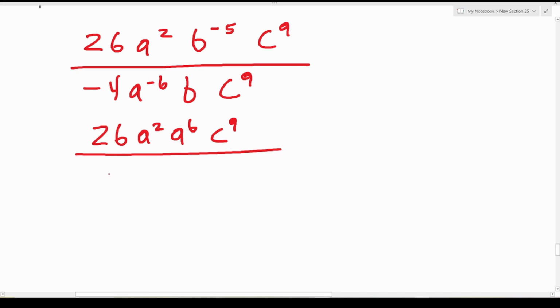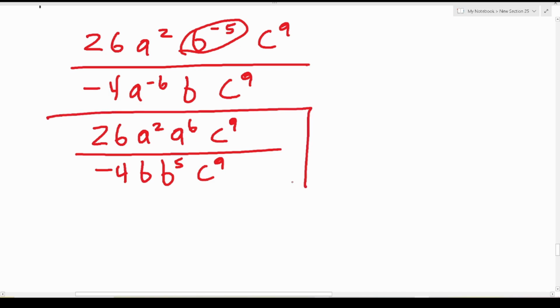Let's go ahead and fix the denominator. Again, we have negative 4. We already took care of this a. Then we have b. Let's take care of this b to the negative 5th. Again, we can't leave this negative exponent. So it's going to have to come down here as b to the positive 5. Then c to the 9 is fine. Okay?